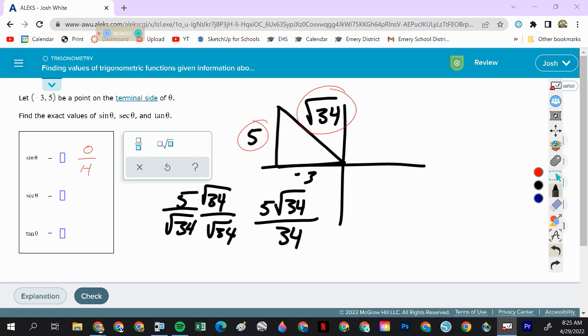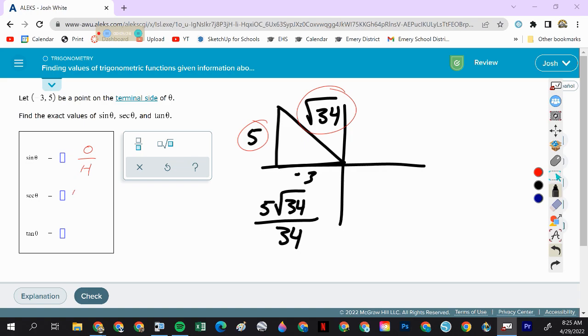And I guess I skipped this step, but does root 34 simplify? What are the factors? 2 and 17. So I can't pull anything out. So the answer is just 5 root 34 over 34. So if it's a unit circle, h is 1, and sine is just the y value. If it's not a unit circle, then find h, and sine is whatever the opposite side is divided by the hypotenuse. So over here, secant matches up with cosine.